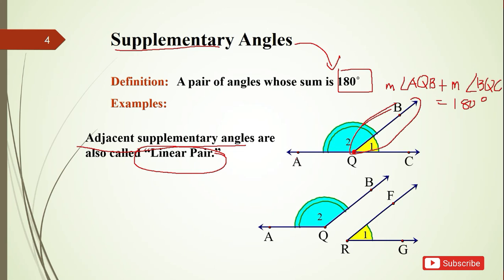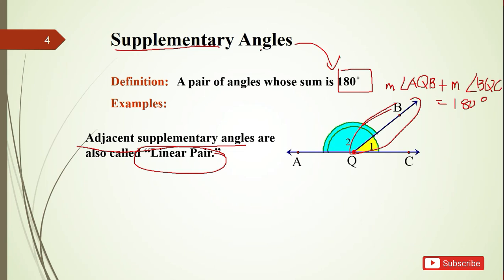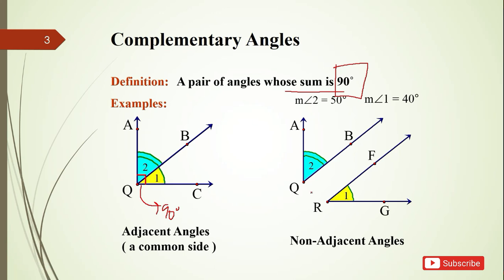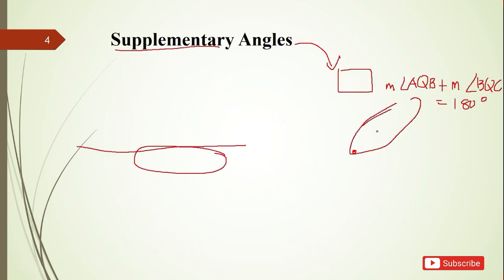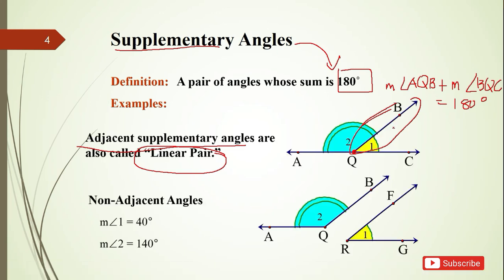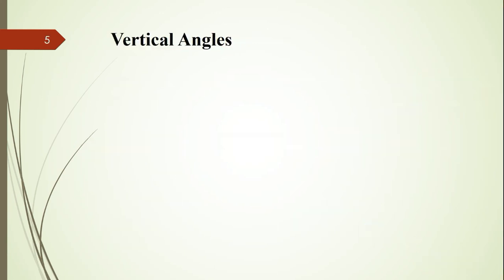But there are some supplementary angles that are not linear. When they are not put together, they are non-adjacent angles, but they are also supplementary. Same with complementary earlier, you remember? There are adjacent complementary angles and non-adjacent complementary angles. And there are also adjacent supplementary angles, which we call specifically a linear pair, and non-adjacent ones. Vertical angles.